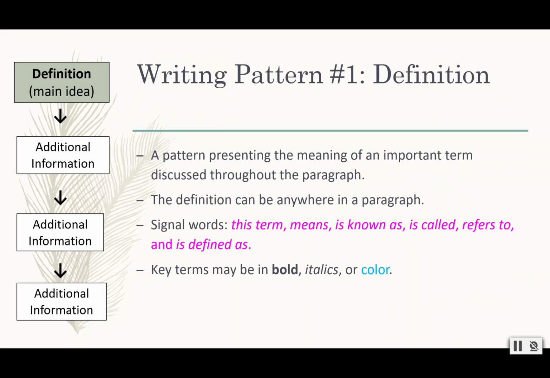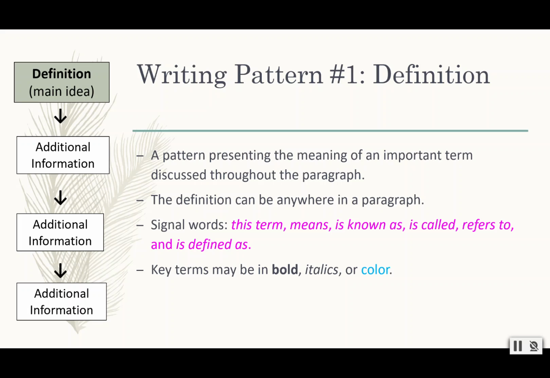Alright, so our first pattern is definition, and I've written certain things over on the right, and then on the left are boxes. This is more like a visual of how the paragraph could be represented, okay, if you need more of a visual representation. So with the definition writing pattern, it's a pattern presenting the meaning of an important term discussed throughout the paragraph, okay? And remember, with our stated and implied main ideas, that definition could be anywhere in the paragraph. And the term is your topic, the definition is your main idea.